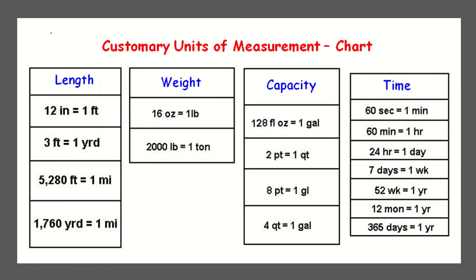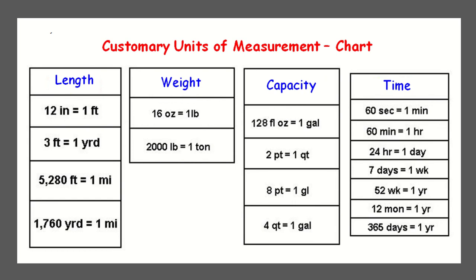Capacity, as in fluids and liquids, 128 fluid ounces equal 1 gallon. 2 pints equal 1 quart. 8 pints equal 1 gallon. 4 quarts equal 1 gallon.